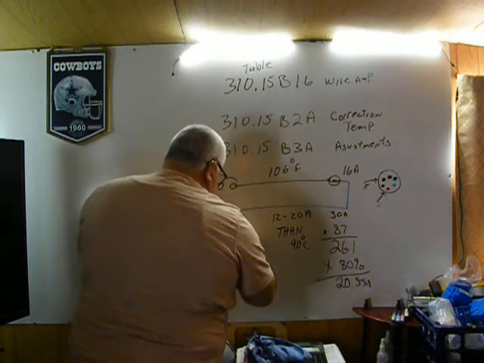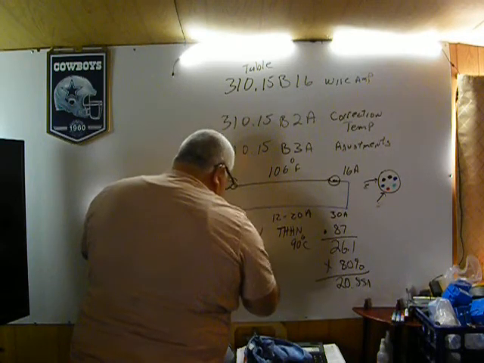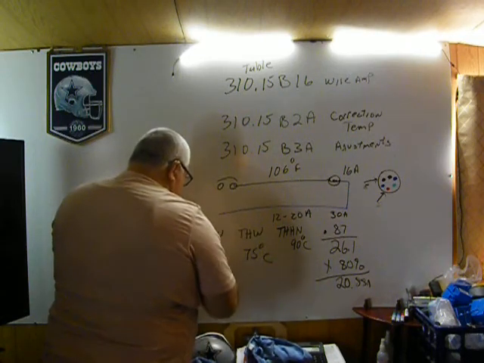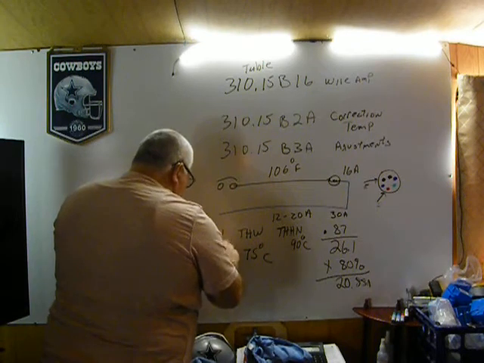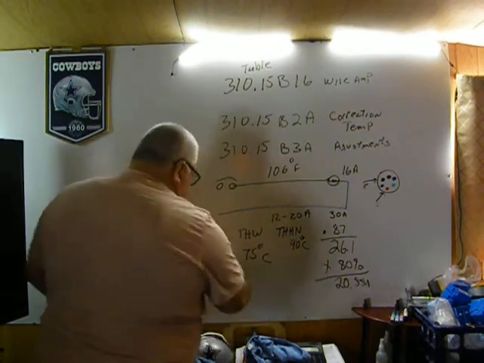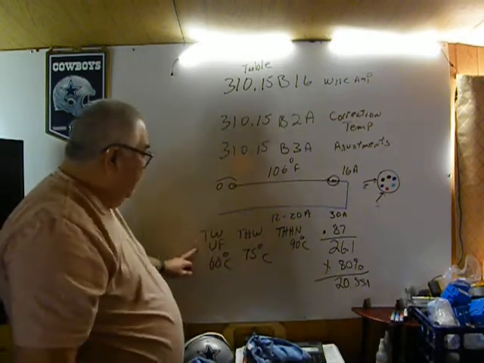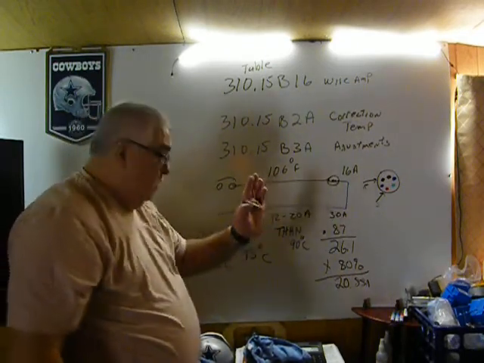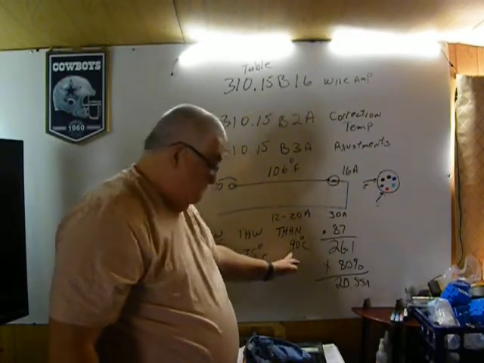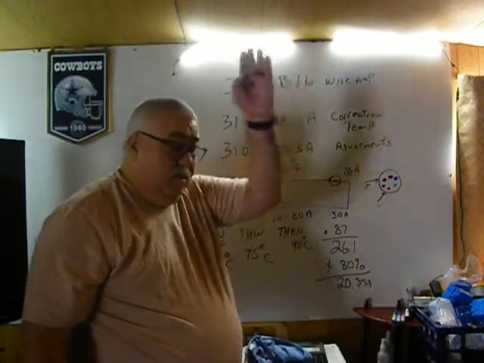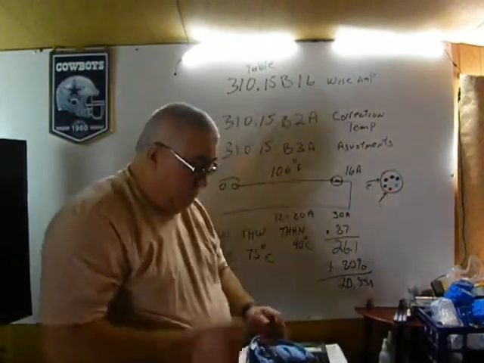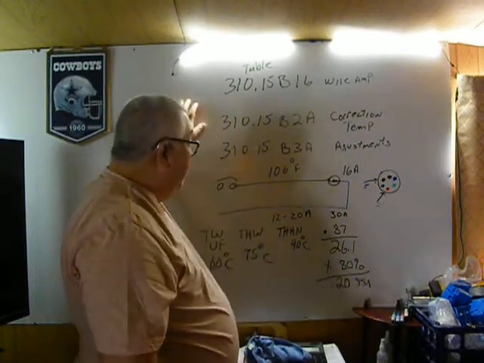So we got a THW. That's a 75-degree wire. We got a TW or a UF. This is a 60-degree wire. Okay. So we have this, and then we have to go to that table. I found this under that 90-degree because it's going to give you 60-degree, 75-degree, and 90-degree. And it's your multiplier for temperature corrections.